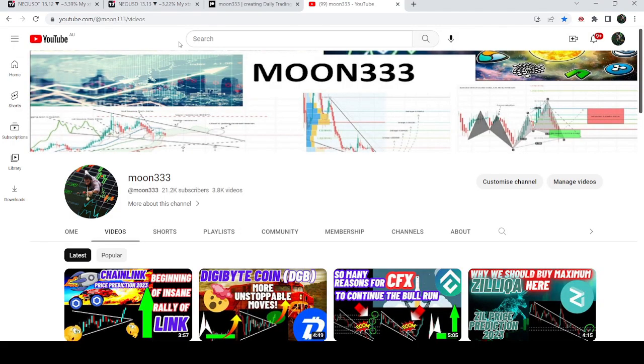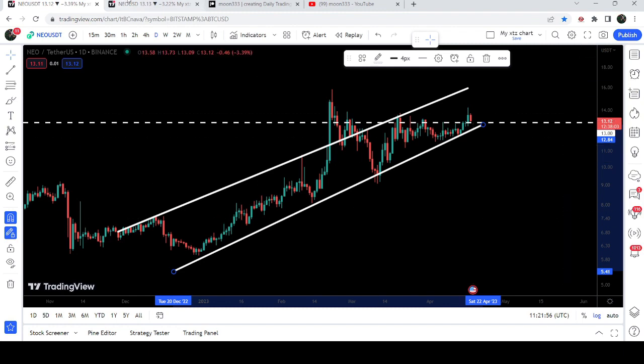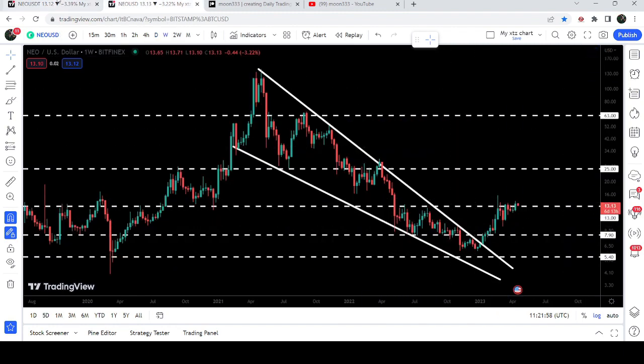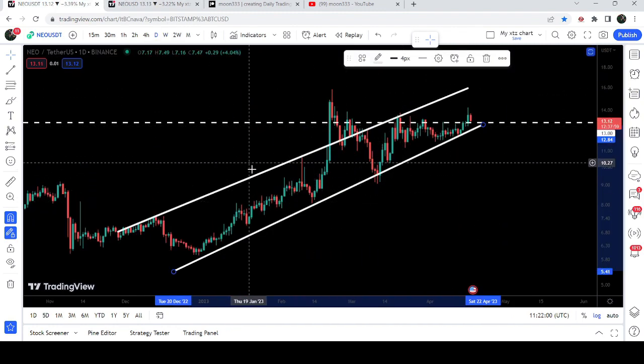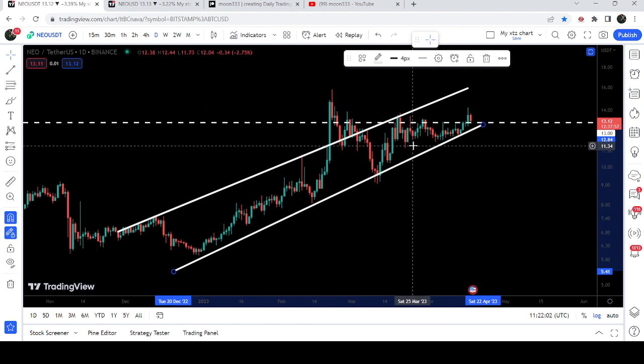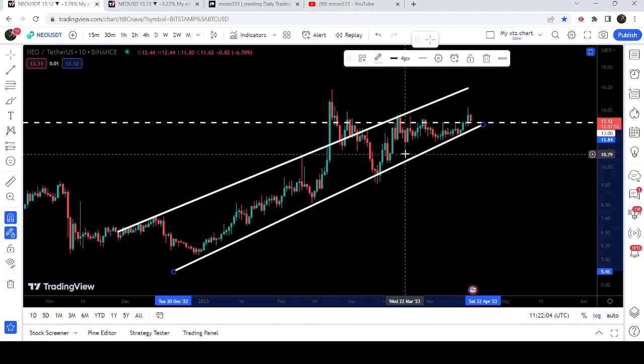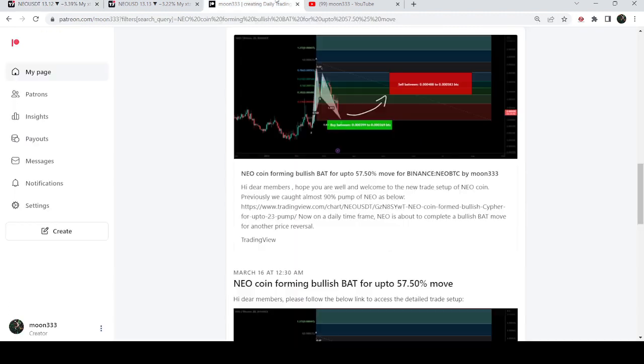In today's video, we will once again take a look at this huge breakout from this big falling wedge pattern, and I would also like to show you this rising wedge pattern that has been formed on a daily time frame chart. And I would also like to share with you my most recent trade signal for KuCoin that I shared on 16th of March and which is still in play.